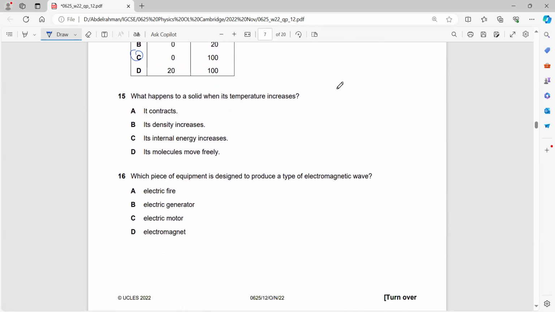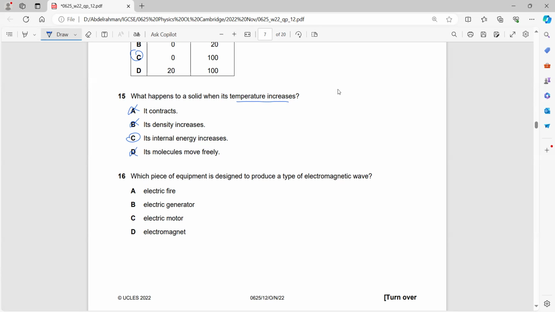What happens to a solid when the temperature increases? Its internal energy increases. Again, you can cancel out the other ones. When the temperature increases, it actually expands and the density decreases because the volume increases. The molecules move freely? No, it's still a solid.